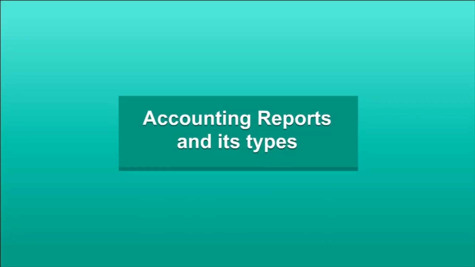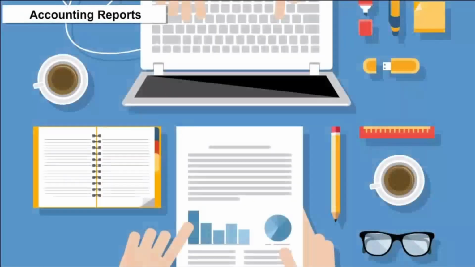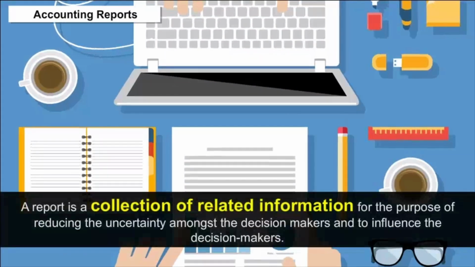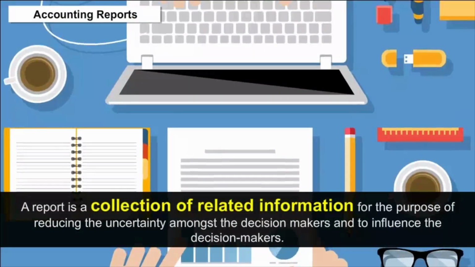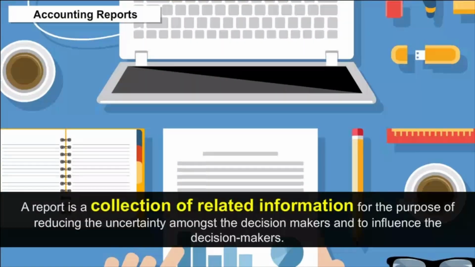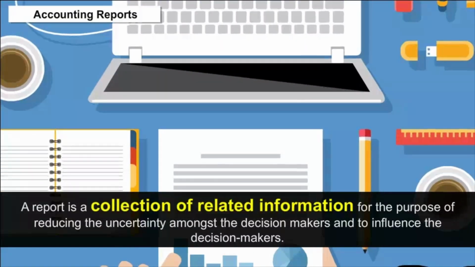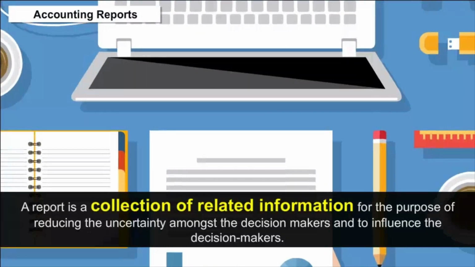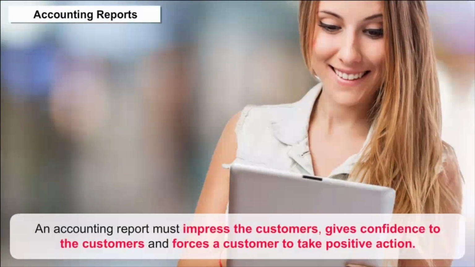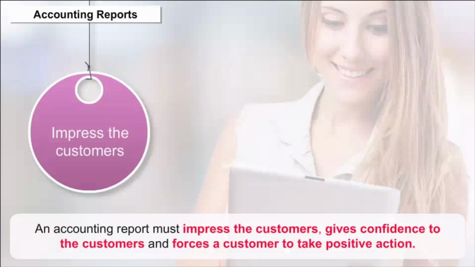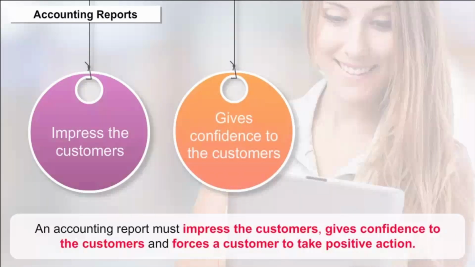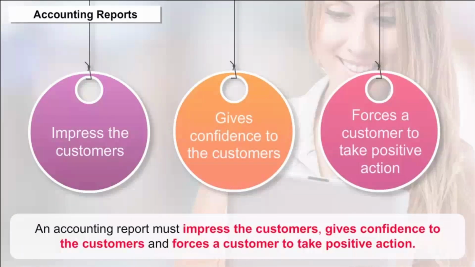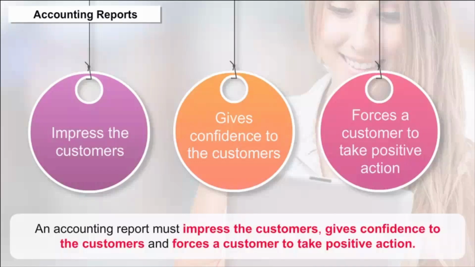Accounting reports and its types. Accounting reports. A report is a collection of related information for the purpose of reducing the uncertainty amongst the decision makers and to influence the decision makers. An accounting report must impress the customers, give confidence to the customers, and force a customer to take positive action.